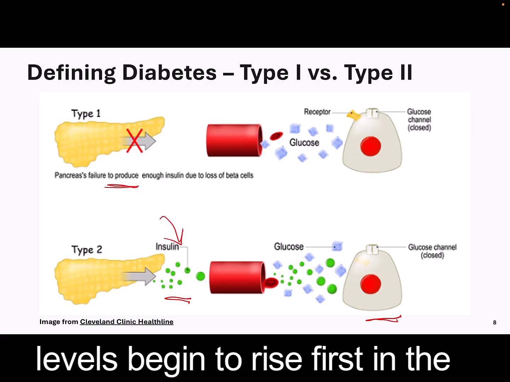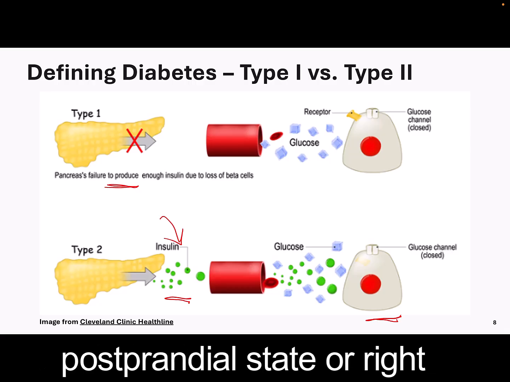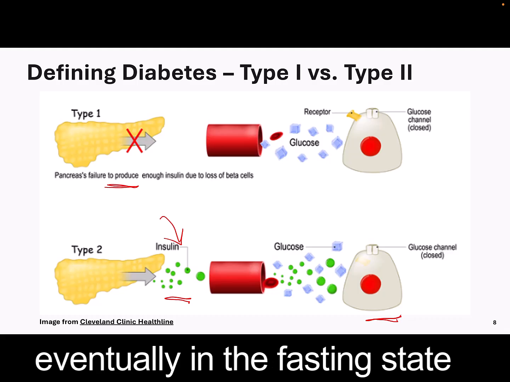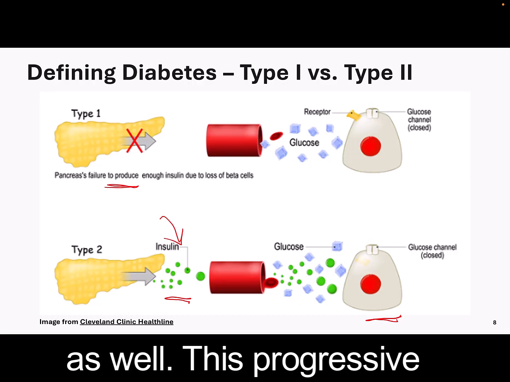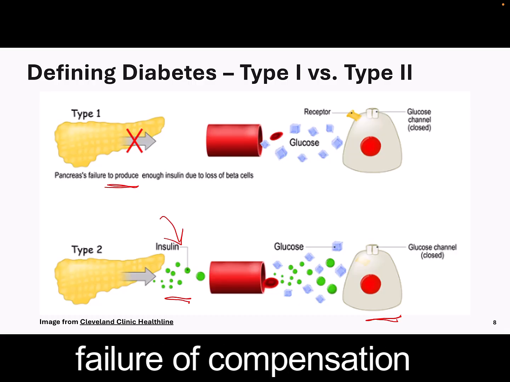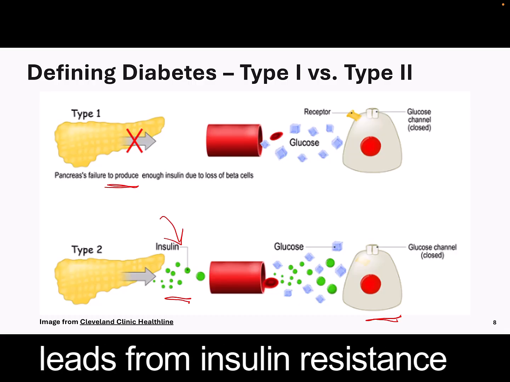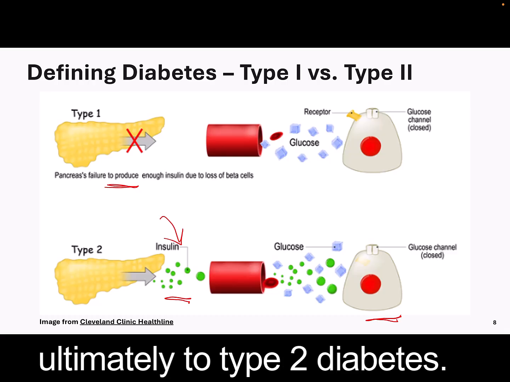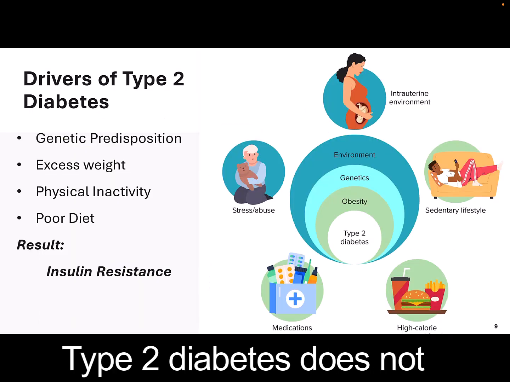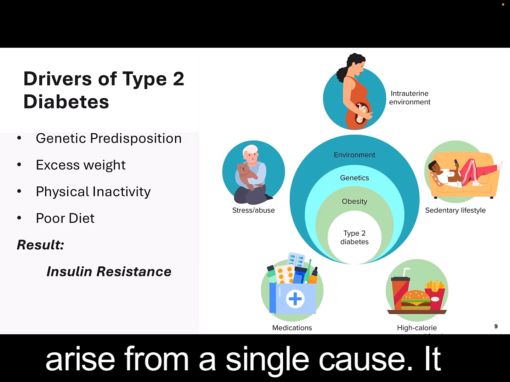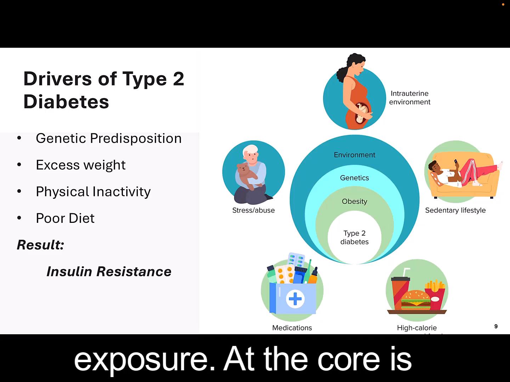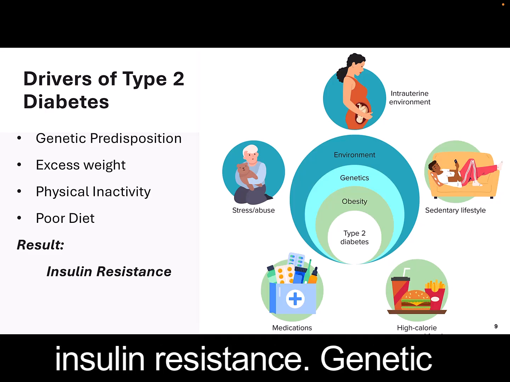Glucose levels begin to rise, first in the postprandial state, or right after a big meal, and eventually in the fasting state as well. This progressive failure of compensation leads from insulin resistance to prediabetes and ultimately to type 2 diabetes. Type 2 diabetes does not arise from a single cause. It emerges from the interaction of genetic susceptibility and environmental exposure. At the core is insulin resistance.